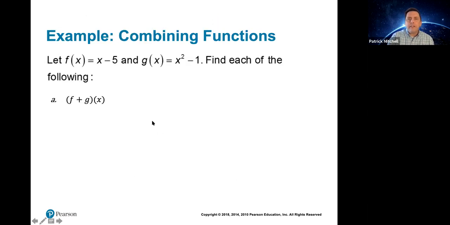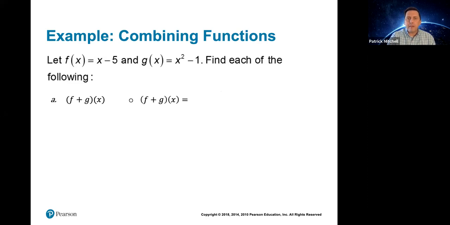All right, so now let's look at this example. If f of x is x minus 5 and g of x is x squared minus 1, we want to find each of the following functions. Okay, so we want to find f plus g of x. Those are pretty easy. There's not a whole lot that can go wrong with those.